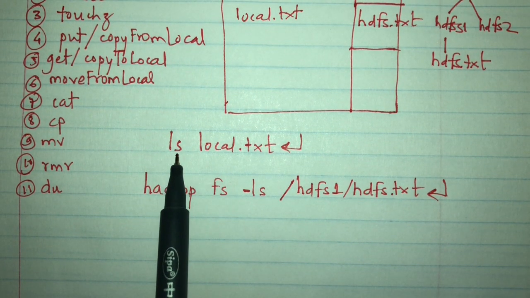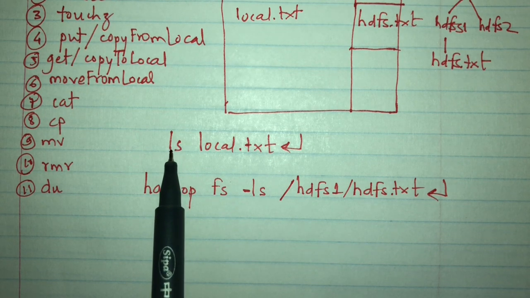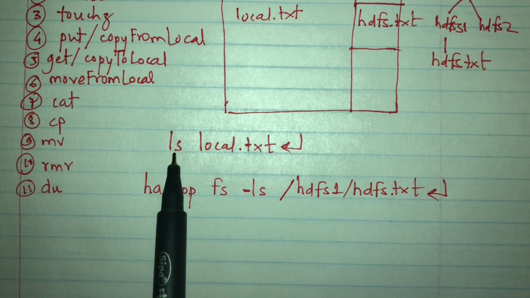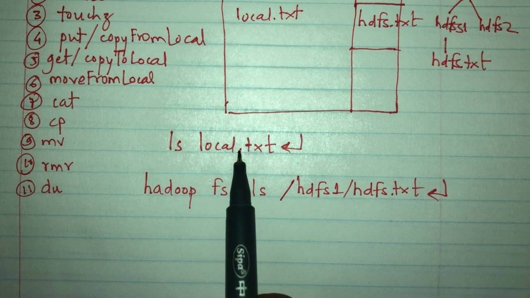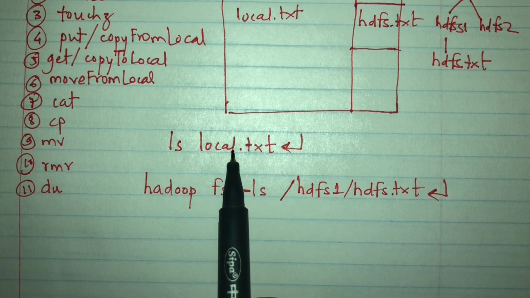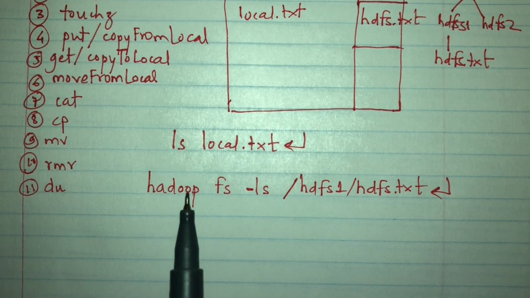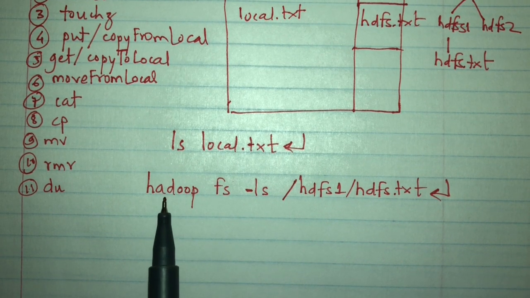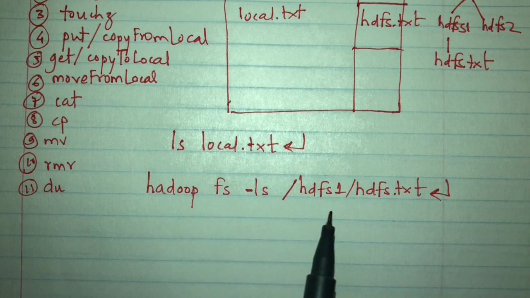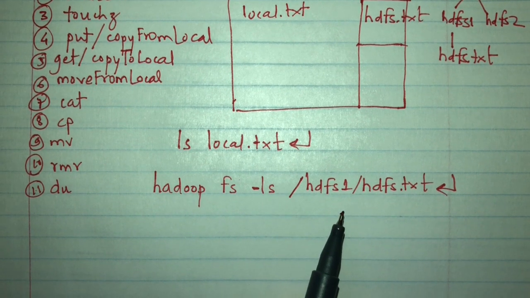If you are running local commands, or commands on the Unix file system, then you just have to say ls and either the relative or absolute path of the file or directory. If you are running a Hadoop command, then you must pass hadoop fs -ls and then the absolute path of the file.